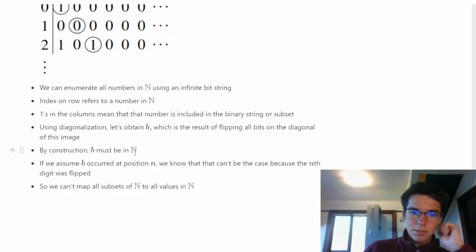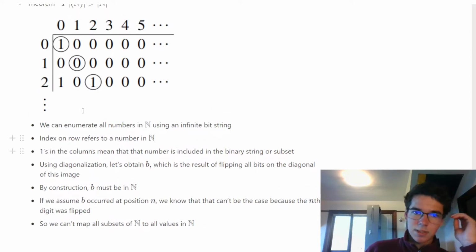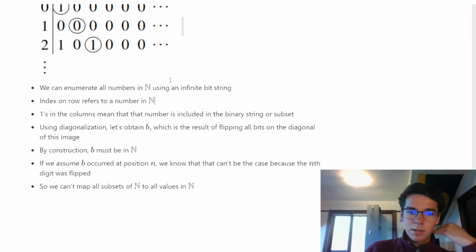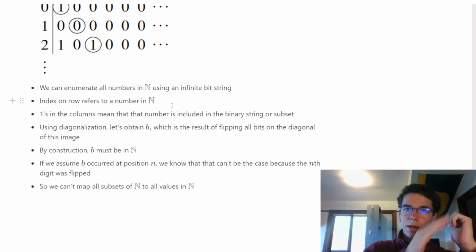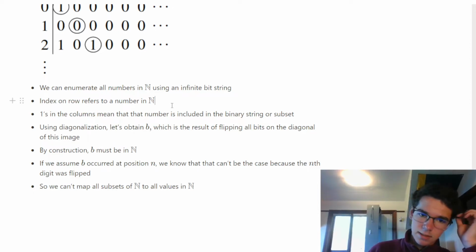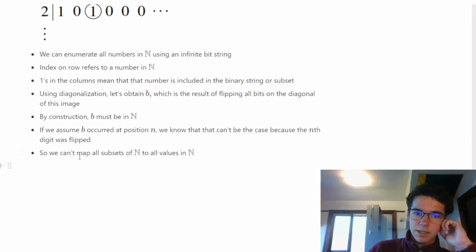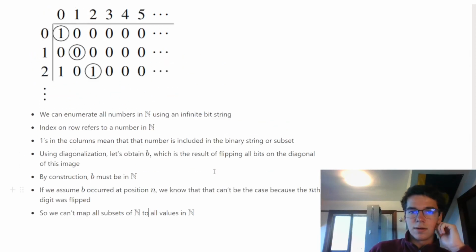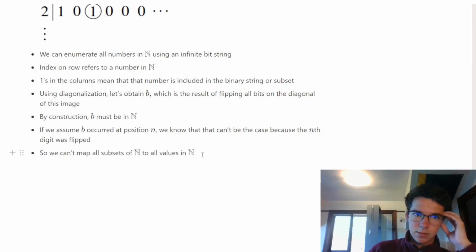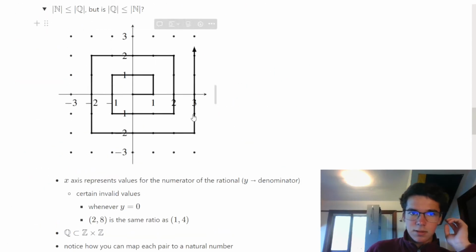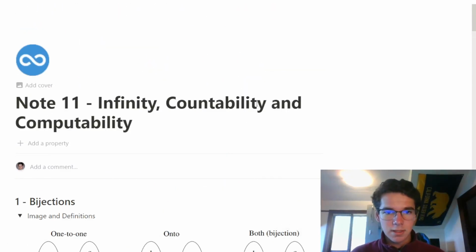By construction, b must be in the power set because b is just a bit string. And if we assume that b occurred at position n, we know that it can't be the case because we flipped all bits along the diagonal, which means we had to have flipped the nth digit. And so therefore we can't map all subsets of n to all values in n, where n is the set of natural numbers. So that has been note 11, all about infinity and countability, and yep, that pretty much wraps up this video.